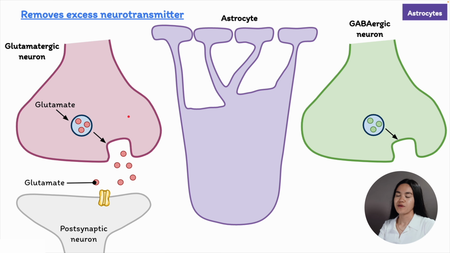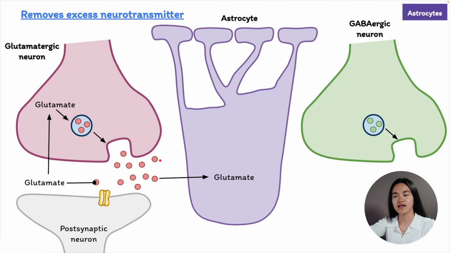And so we have glutamate in this space. Glutamate is released, which acts on this postsynaptic neuron. What happens then is that glutamate can go back into the glutamatergic neuron where it's recycled and reused. But when we have an accumulation of glutamate in this space, glutamate is taken up by astrocytes. So here we have an astrocyte and it's going to enter the astrocyte where it's converted into glutamine by the astrocyte-specific enzyme glutamine synthetase, GS for short, using free ammonia.